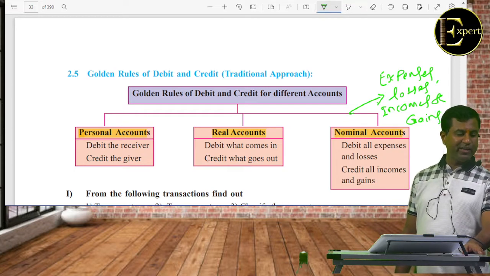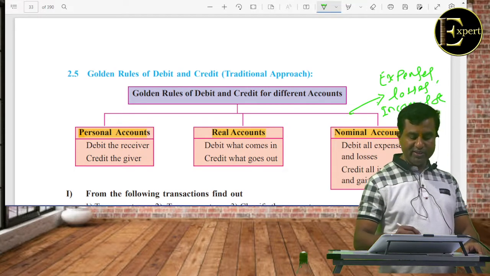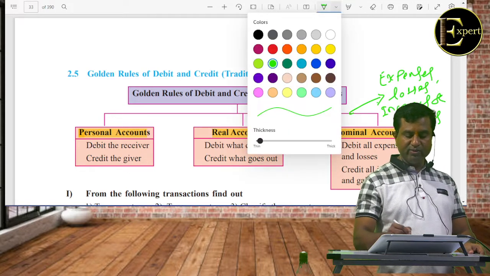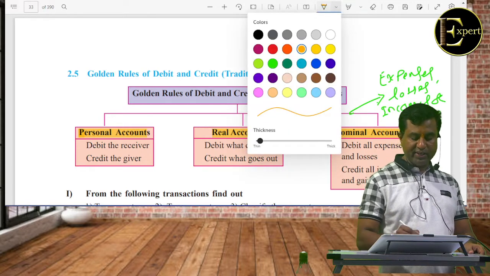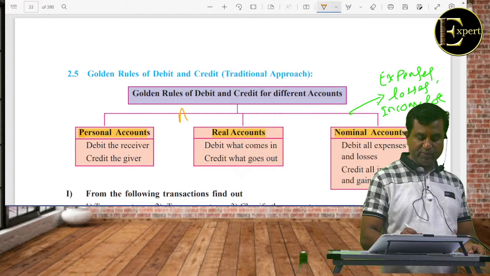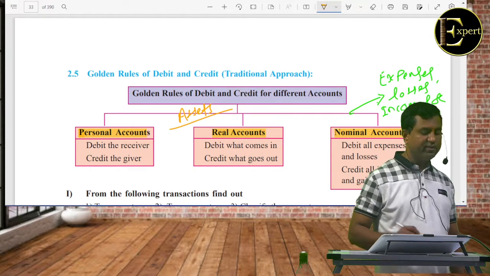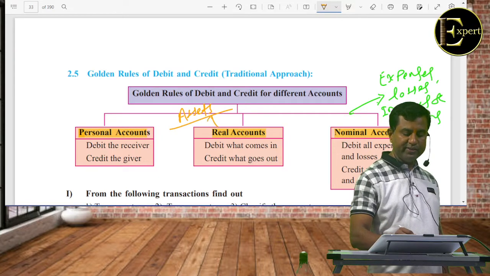That way around it is applicable. Next is the real accounts. Real account की जब हम बात करते हैं, so the involved account must be all assets. यहाँ पे सारे assets, properties, possession, सिर्फ इसी के लिए रूल अप्लाई करेगा. So that is what it is given. For real accounts usually it is liabilities.